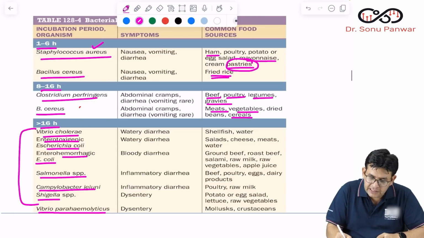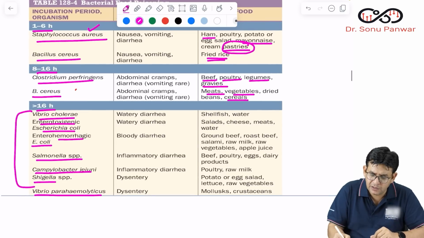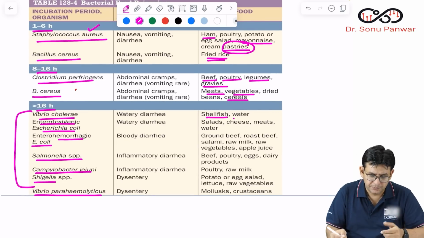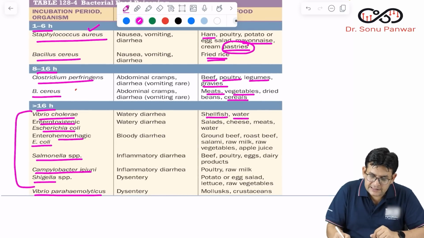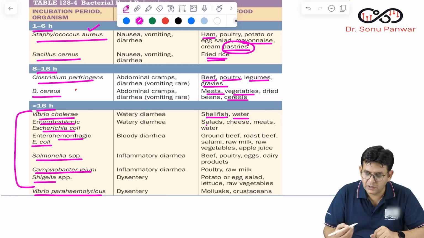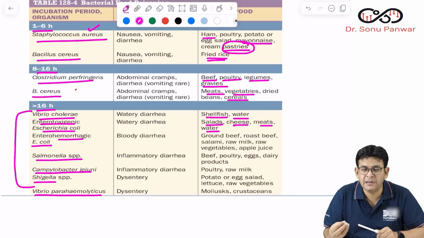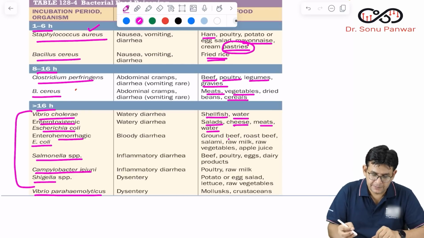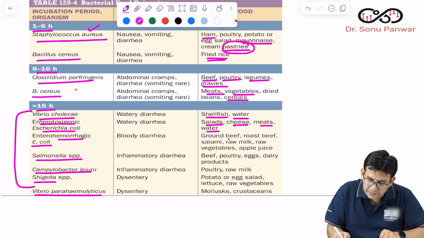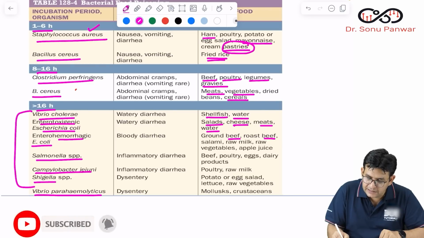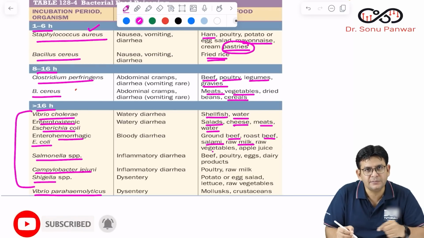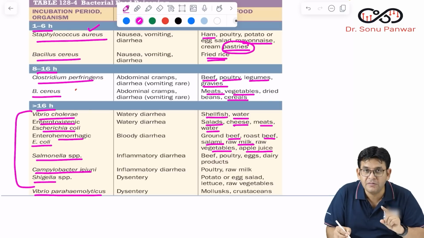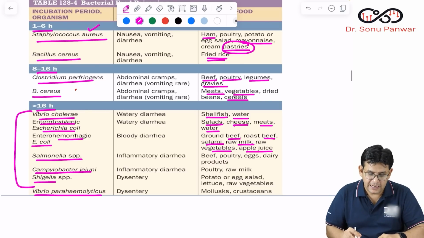Vibrio cholerae: shellfish contamination or obviously contaminated water. Toxigenic E. coli: salads, cheese, meats, contaminated water or milk and meat products, all sorts of things. That is the toxigenic one, traveler's diarrhea, watery diarrhea. Enterohemorrhagic one: beef, roasted beef, salami, raw milk, vegetables, apple juice. Apple juice is red, so red, enterohemorrhagic. Obviously contaminated food leads to enterohemorrhagic E.